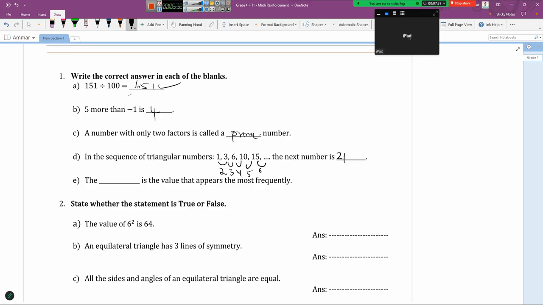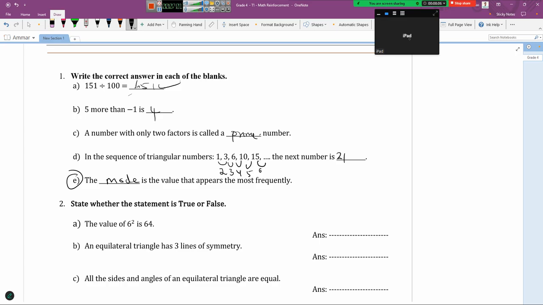is the value that appears the most frequently. What's the answer for the E part? Sir, can you explain that? Okay, so the dash is the value that appears the most frequently, right? So in a series of numbers, if we have a particular number more than one time, we can call this the mode. Have you heard the term mode?